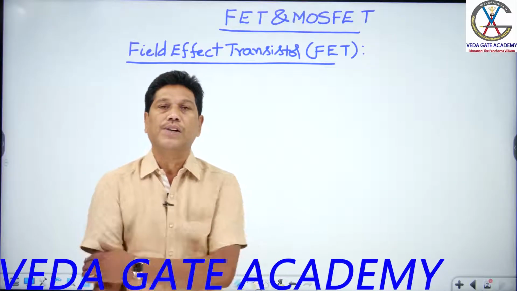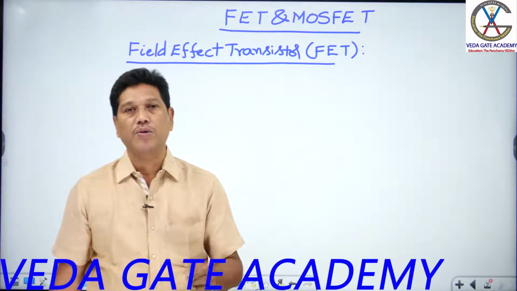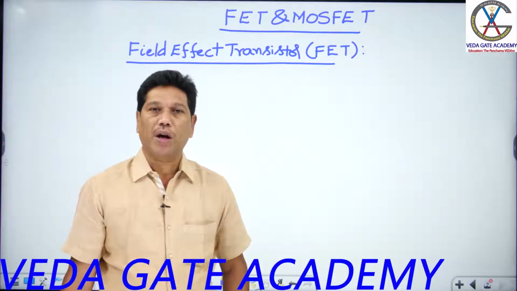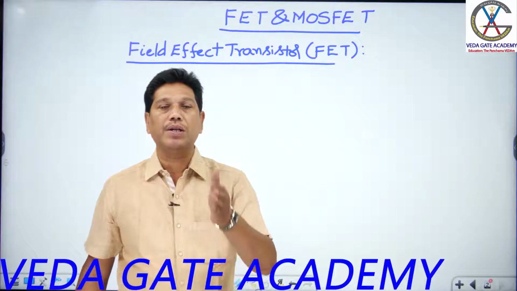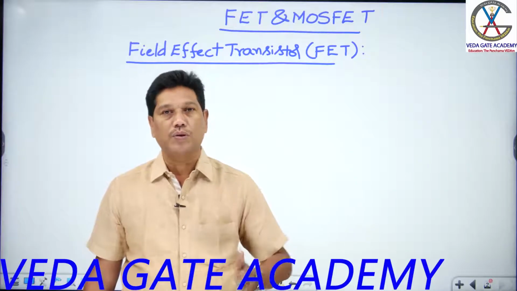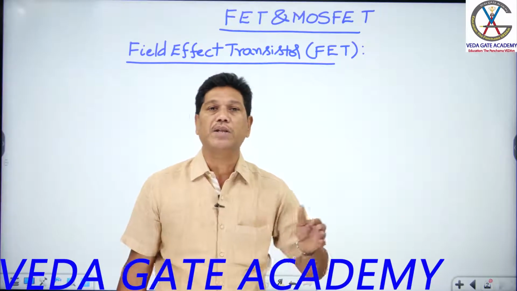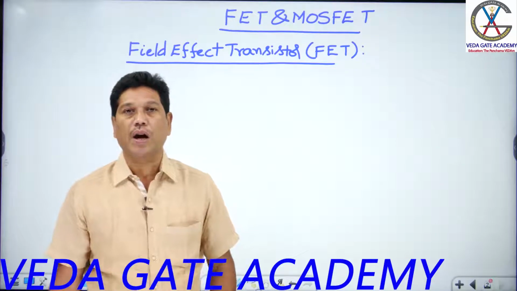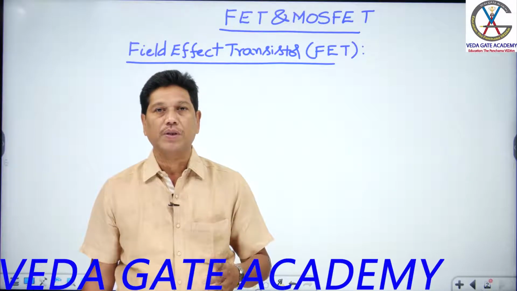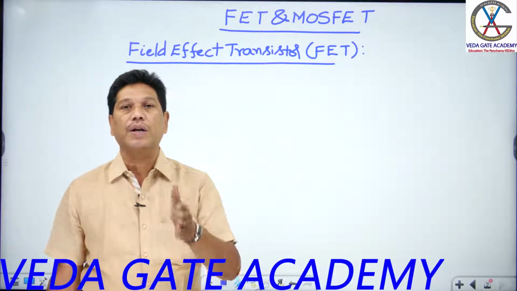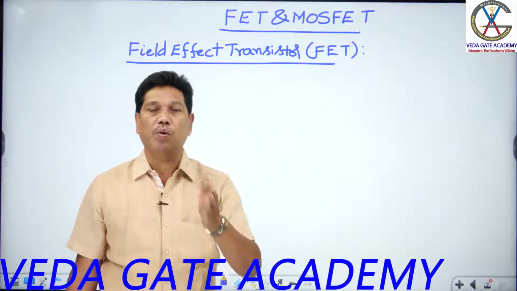This field effect transistor is a unipolar device. BJT is a bipolar device, as you learned, students, but FET is a unipolar device. In the case of a field effect transistor, the current conduction is purely by either electrons or holes. Only one type of carrier participates in the conduction, not both carriers, either 100% electrons or 100% holes. So it is a unipolar device as compared to BJT, which is a bipolar device.